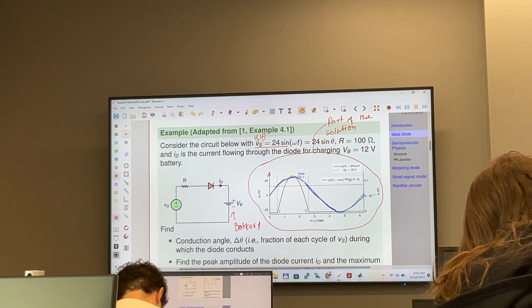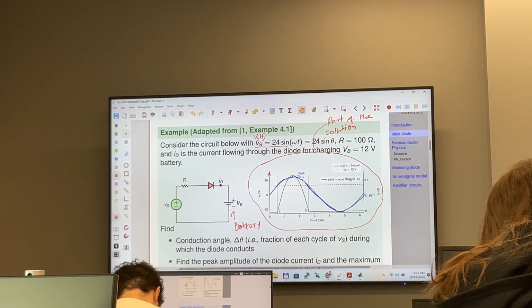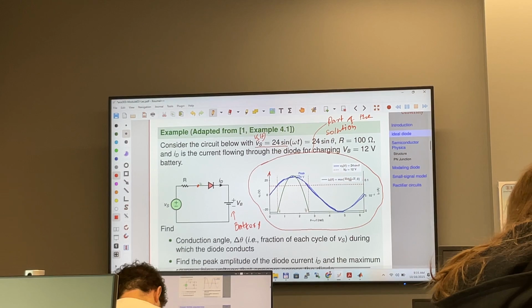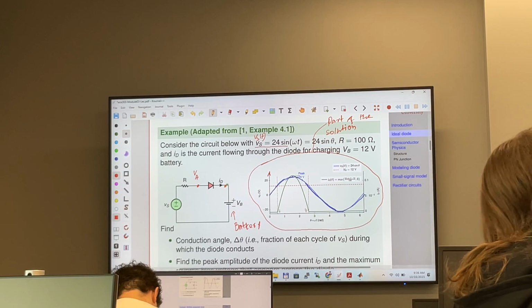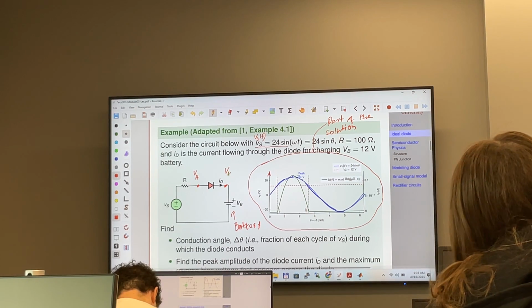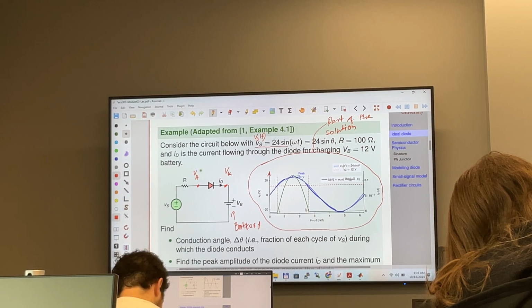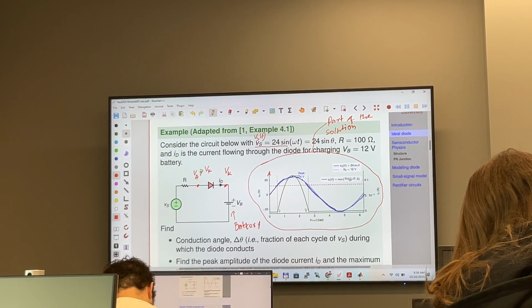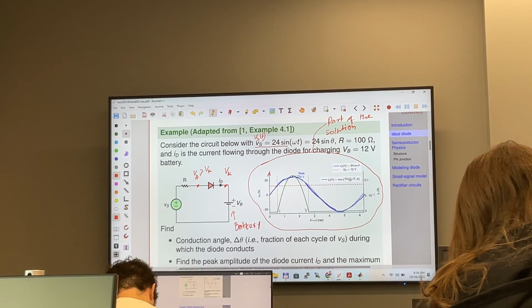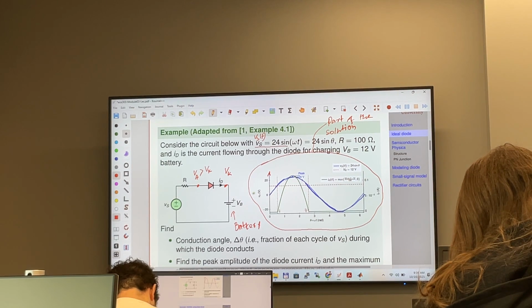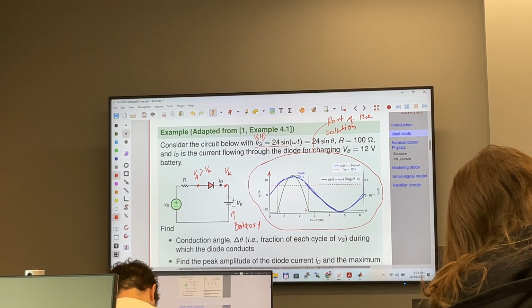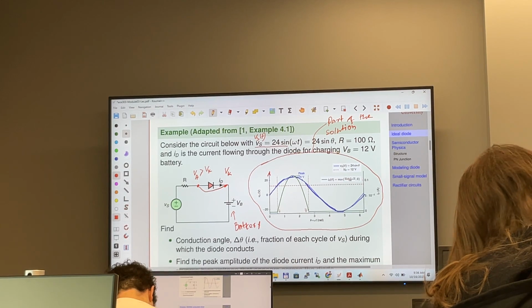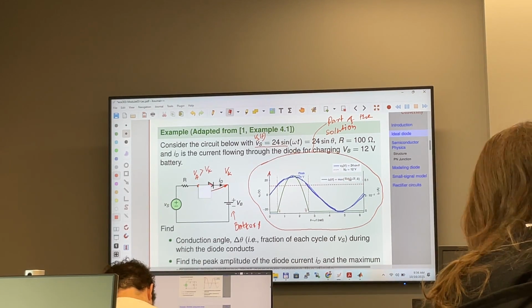only when the anode voltage, this voltage, V sub A, and this voltage I'm going to call V sub K, is V sub A greater than V sub K. That is the only time this diode is going to conduct. It means that you can just think of this as a piece of wire.